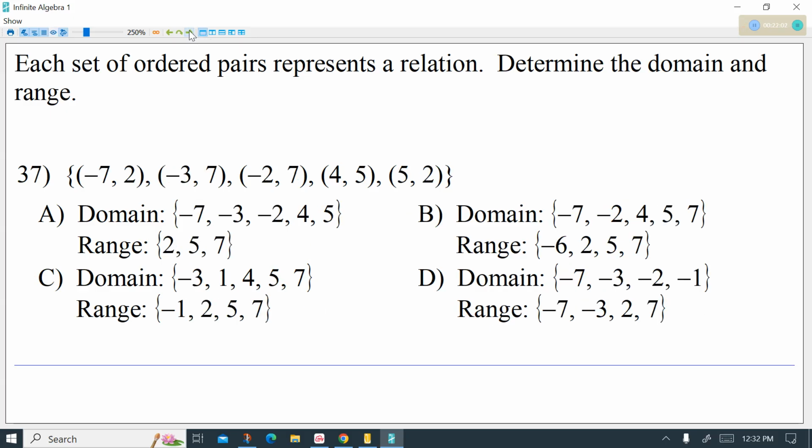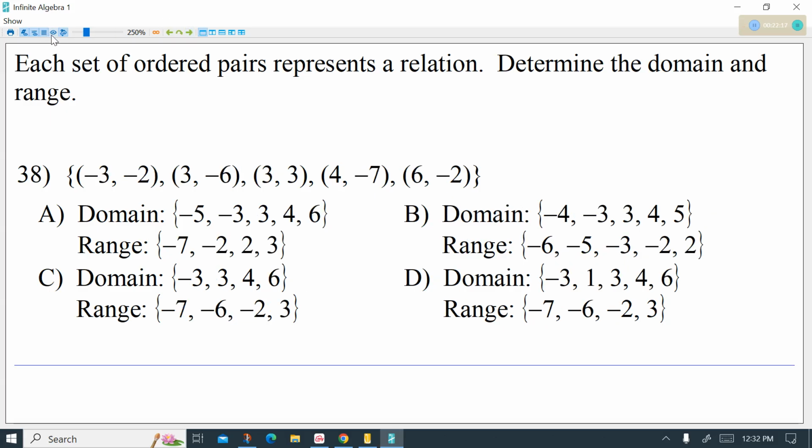Now, for 37, make a choice, and I hope you're finally starting to choose right and it doesn't feel like you're doing too much confusion. All right, for 37, we got A. 38, make a choice. You should have chosen C.